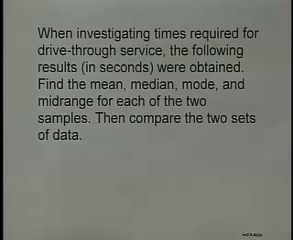Once we've done that, then we can look at the data set itself and investigate the different mean, median, mode, etc. So what we have is, when investigating times required for drive-through service, the following results in seconds were obtained. Find the mean, median, mode, and mid-range for each of the two samples. Then compare the two sets of data. So we'll look at the data set for McDonald's first, and then you don't see it yet, but we're going to see the data set for Jack in the Box as well.